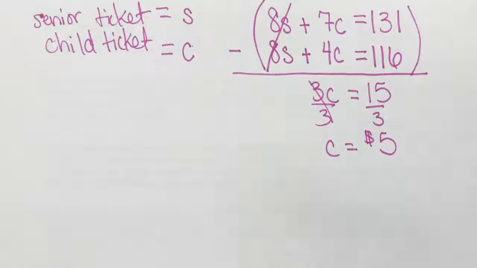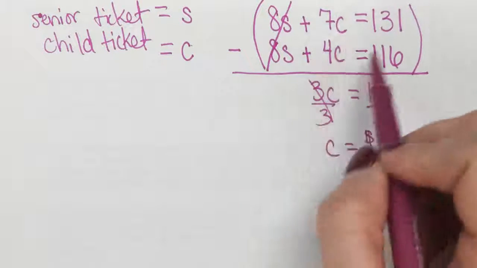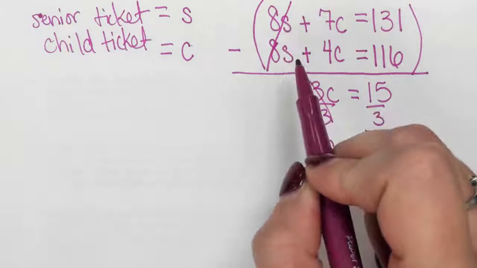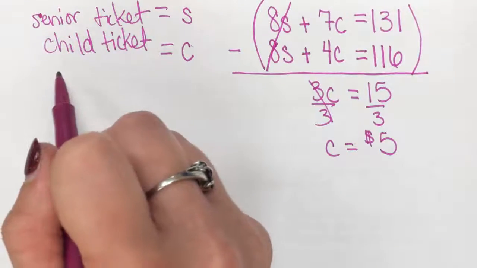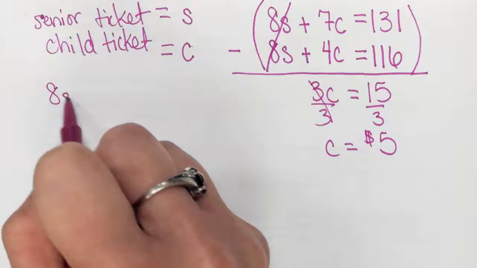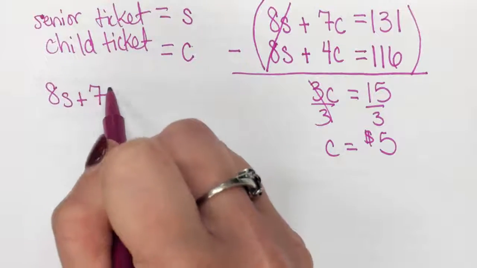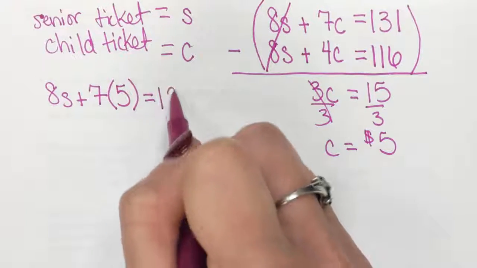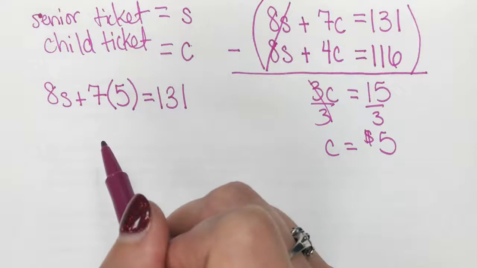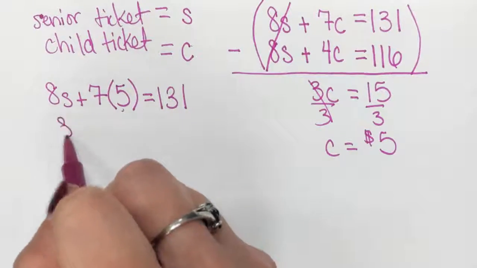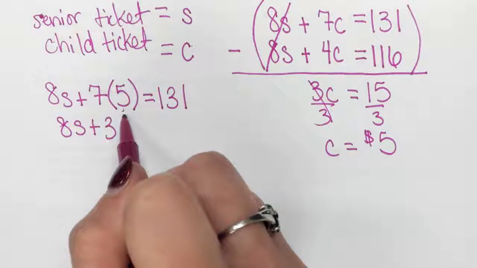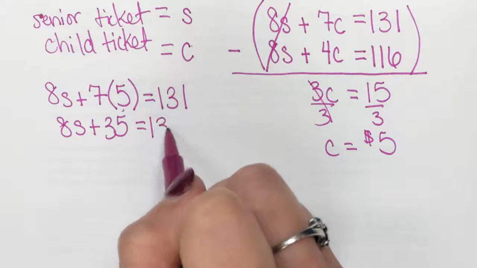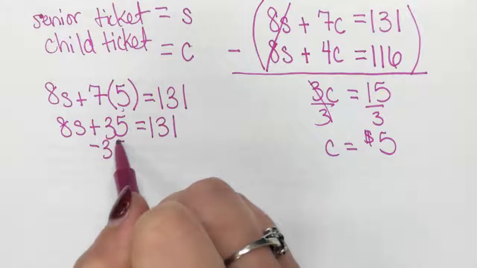All right, now we just got to plug it back in and find what? Senior citizen ticket. Which one do you want to plug into? Doesn't matter. Well, they both got the top one. Okay. I was like, they both got 8S, right? All right, so 8S plus 7, but I'm not going to put C. I'm going to put 5. Yep. And then 7 times 5 is 35. Subtract the 35.